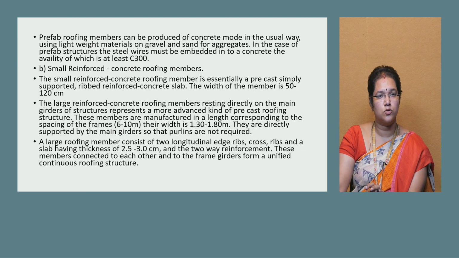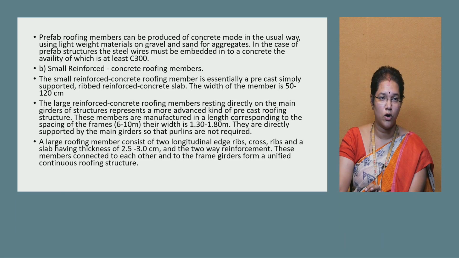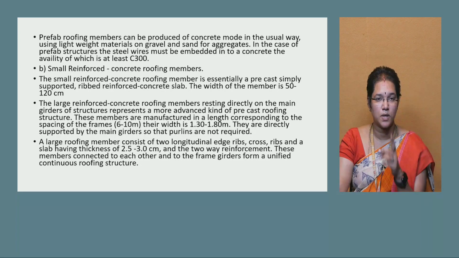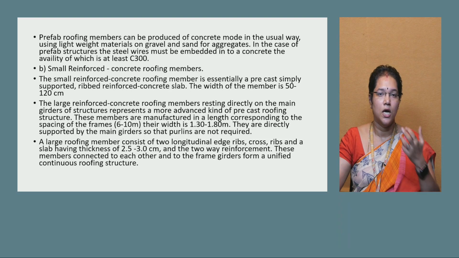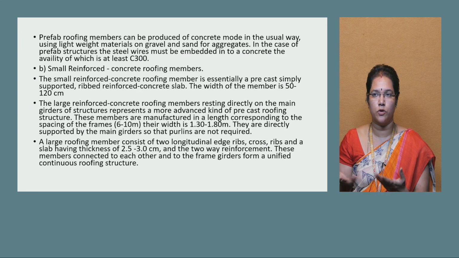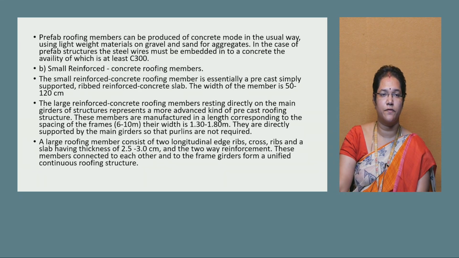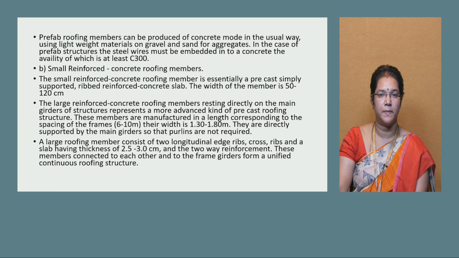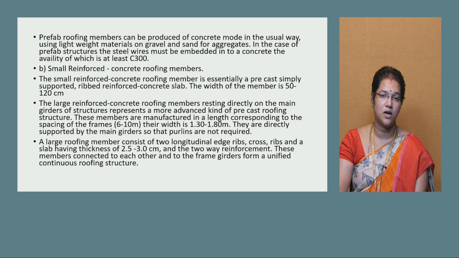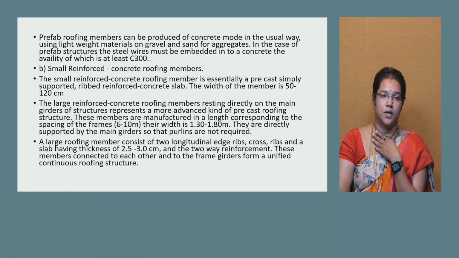Then prefabricated roofing members can be produced in concrete in the usual way using lightweight materials, as this is majorly concentrated on lightweight construction activities. If it is heavyweight, even the machine cannot move it. In the case of prefabricated structures, the steel wires must be embedded into the concrete, with availability of at least C300. What is meant by C is concrete, and we have to go for at least C300. In the case of prefabricated members, the minimum concrete consideration for the steel wires should be 300.